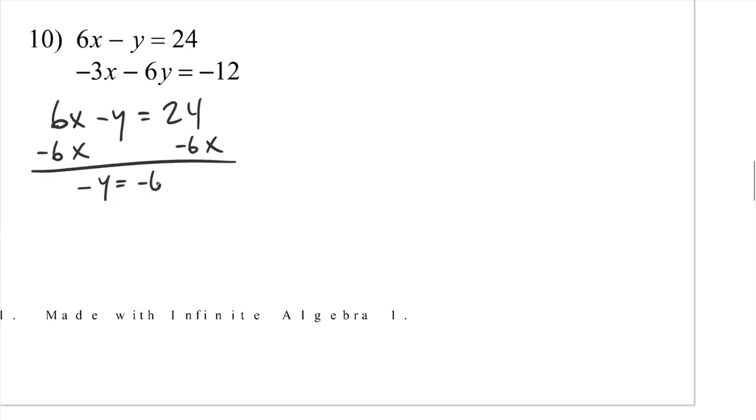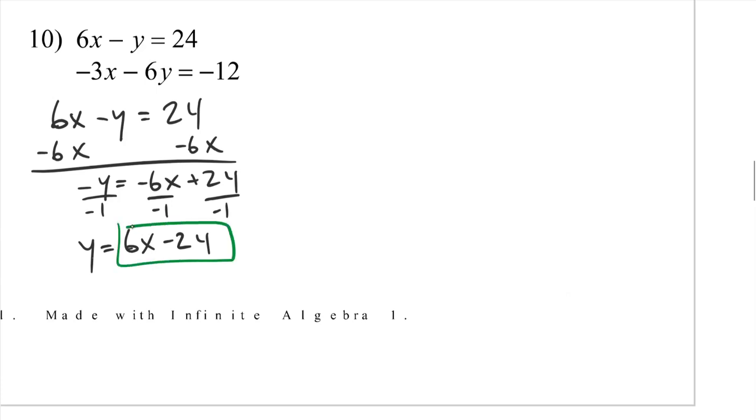Negative y equals negative 6x plus 24. Divide everything by negative 1, and we get y equals 6x minus 24. So there's our value of y. So we're going to take this value of y, and we're going to substitute it in for y in this other equation.